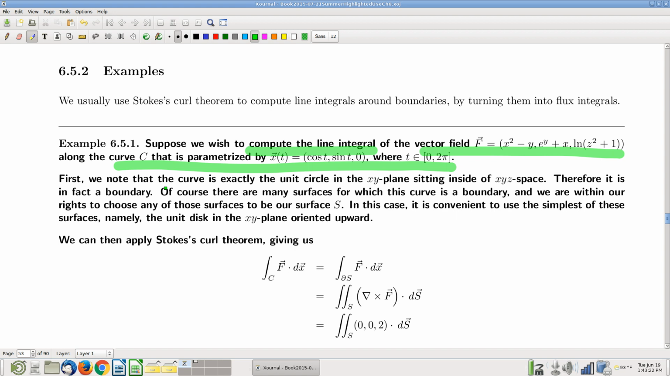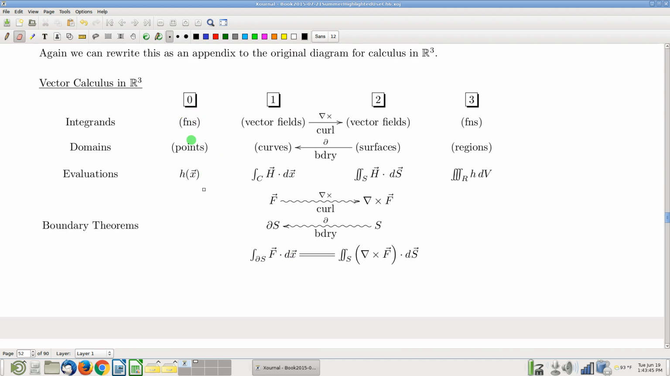It's a losing game. Don't even try. Or go ahead and try, but be prepared for loss. It's a losing game. Okay, so brute force, unappealing. Fundamental theorem of line integrals doesn't apply. So we've got to think about our other option, and our other option is Stokes' curl theorem.